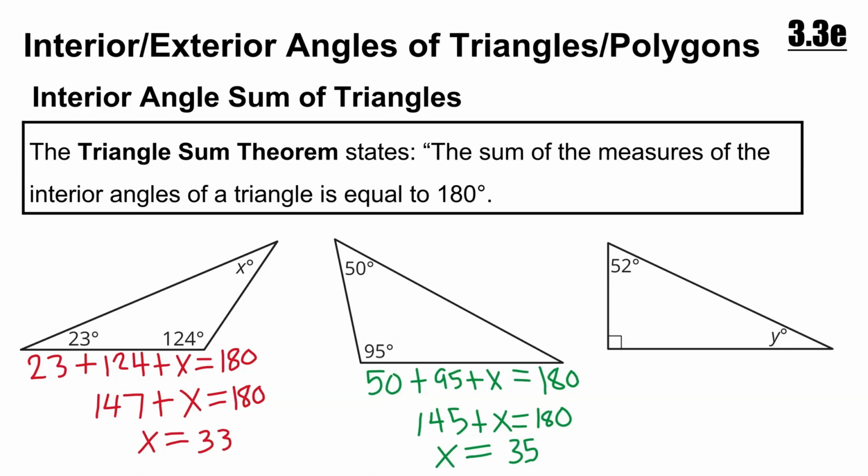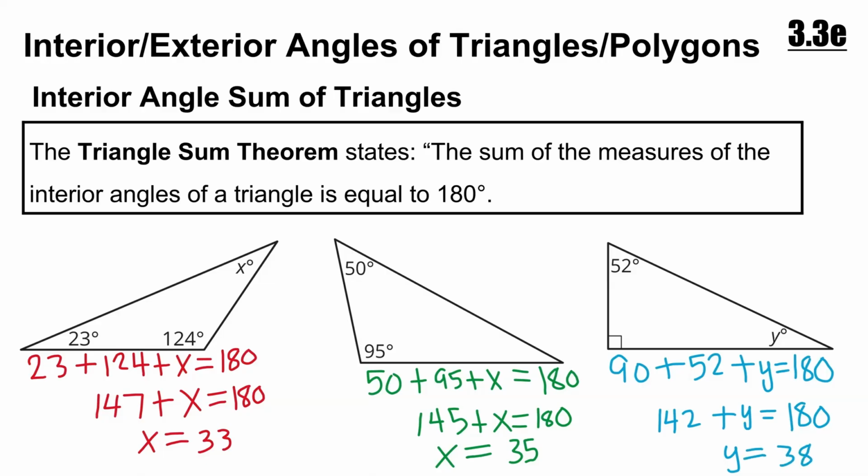For the last triangle, to find the missing angle, write the equation 90 plus 52 plus y equals 180. To solve for y, add like terms, so 90 plus 52 to get 142 plus y equals 180. Then subtract 142 from both sides to get y equals 38 degrees.